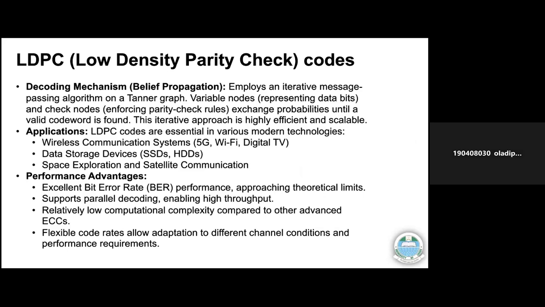The decoding mechanism employs an iterative message passing algorithm on a Tanner graph. As I said, the variable nodes represent the data bits, and the check nodes represent parity checks that enforce error correcting rules. Now, LDPC codes are used essentially in wireless communication, which are 5G and Wi-Fi, data storage systems, which are hard drives, and space exploration communication, which are the signals from spacecraft to Earth and so on.